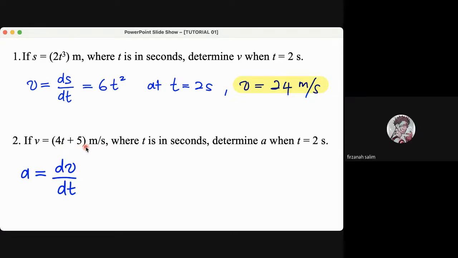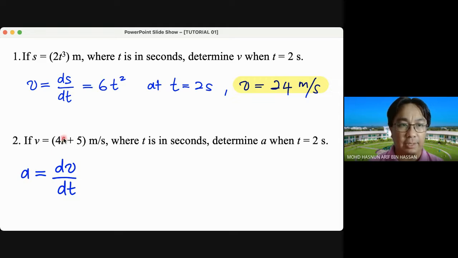4. Okay, t akan hilang. 5 ni tak ada variable, so dia akan hilang juga. So what we have is A equals 4. So which means here is regardless of time lah, A ni function dia tak ada kaitan dengan masa. Jadi ini menunjukkan the acceleration of this particle is constant lah throughout the motion.